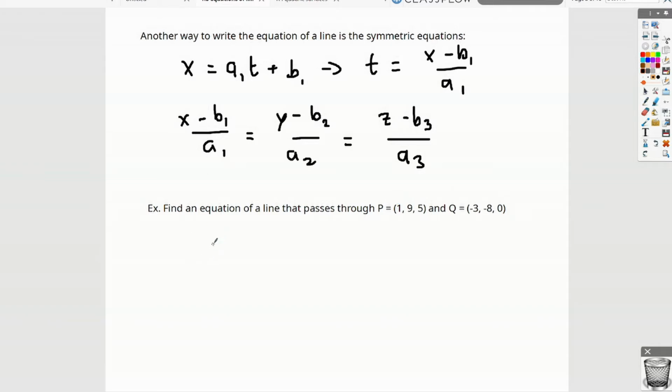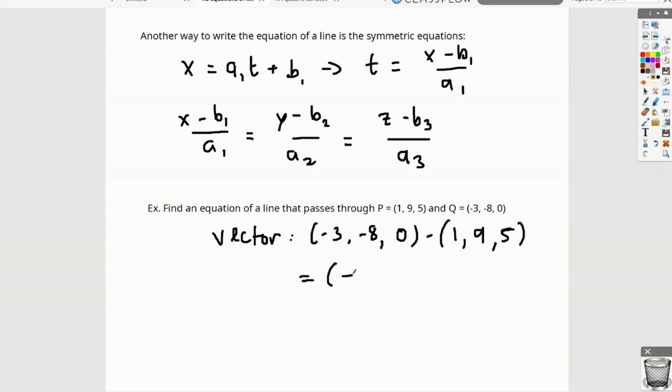So our vector is... I'm just going to take Q minus P. You can take P minus Q. It's not a big deal, but I'm going to take Q minus P, and this is equal to negative 3, minus 1 is, well, negative 4, negative 17, negative 5. There you go. So that's our vector.